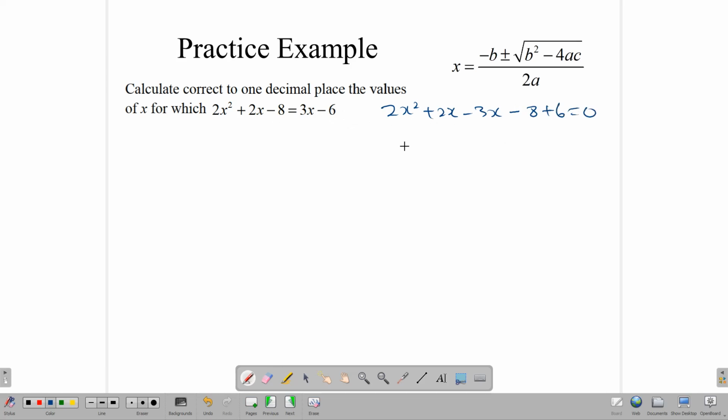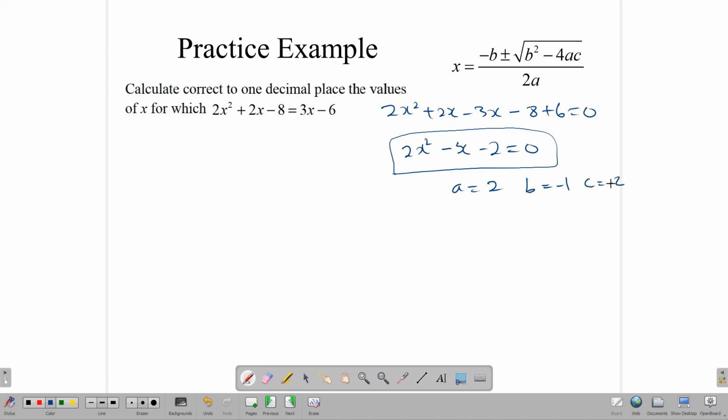And adding that up gives us 2x squared, 2x take away 3x here gives us a negative x, or negative 1x. And negative 8 plus 6 here gives us negative 2. So we'd write that as negative 2 equals 0. And now that we have this, we can go ahead and solve the equation by plugging these values into it. Now let's write down our A. A is equal to 2, B is equal to negative 1, and C is equal to negative 2. So we need to put these into the formula.